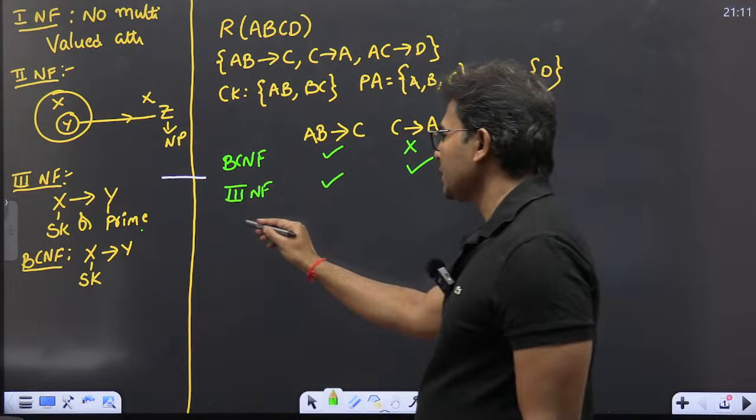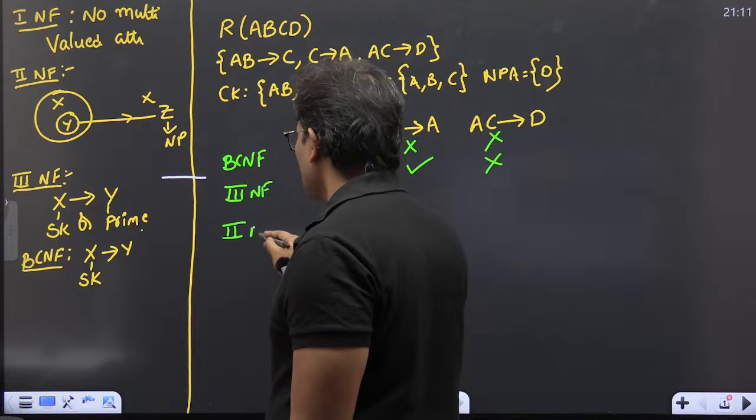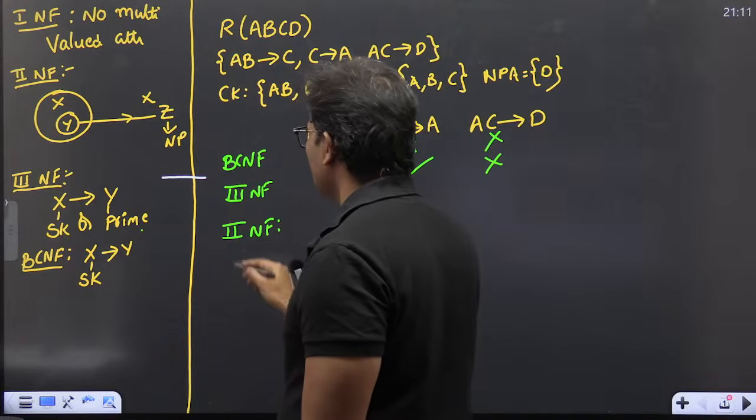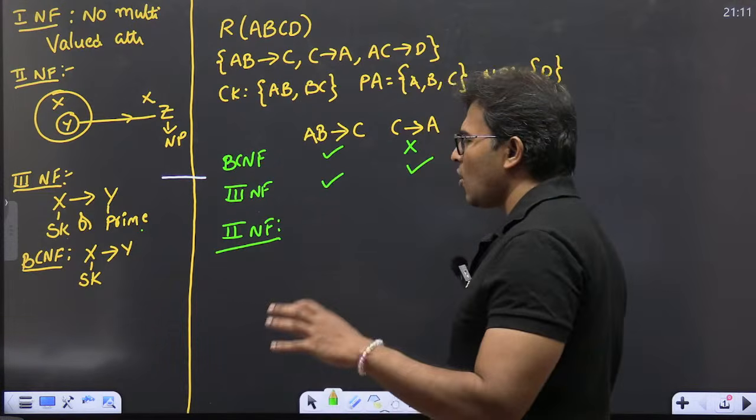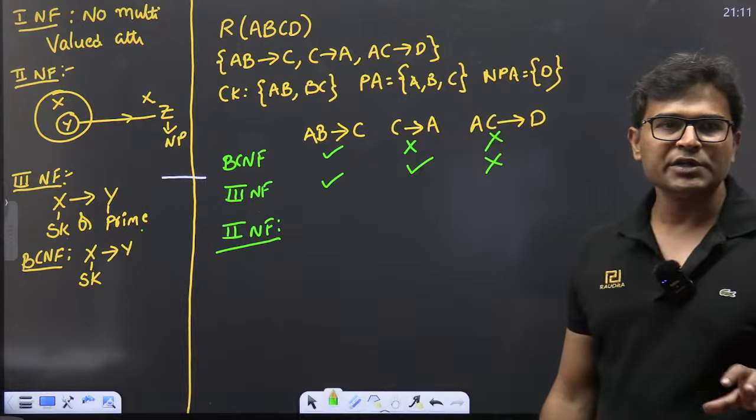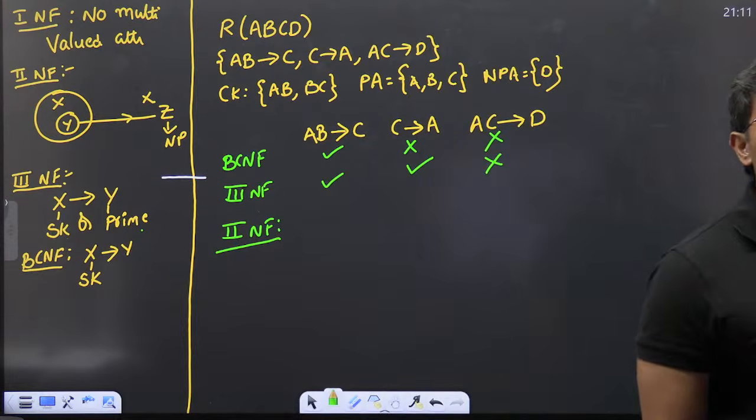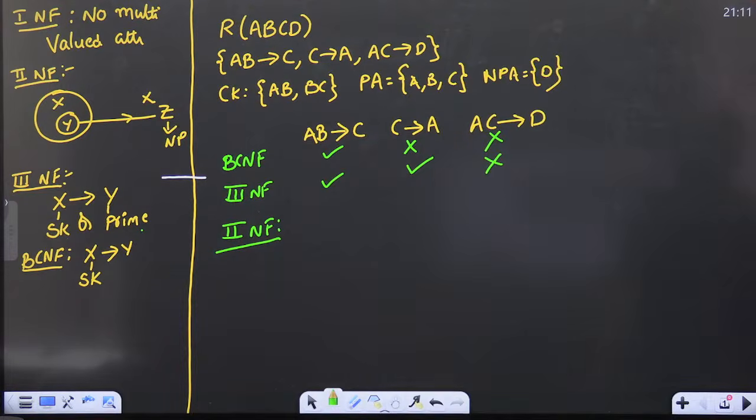Now we have to check for second normal form. Be very careful when you are checking for second normal form, because you have to take all the partial keys.